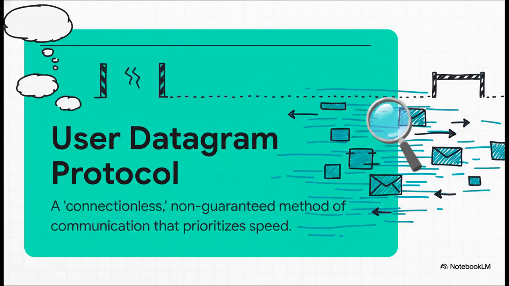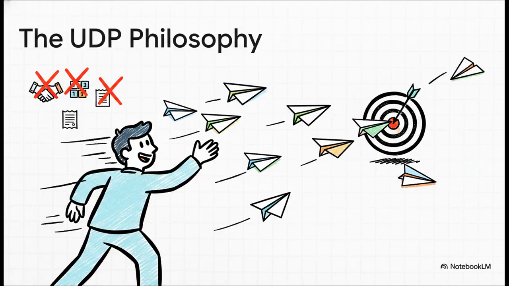UDP is basically the polar opposite of TCP. It's connectionless. There's no handshake, no how do you do, no formal setup. It just wraps the data into a packet, slaps an address on it, and sends it out as fast as it possibly can. For UDP, the number one priority is speed, not reliability. This is what we call a fire and forget system.